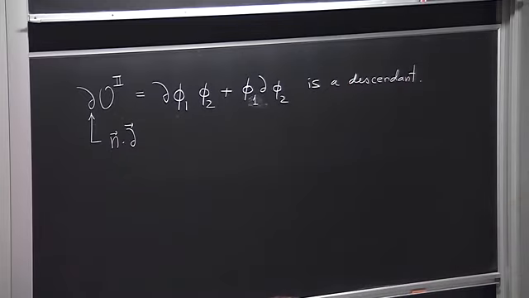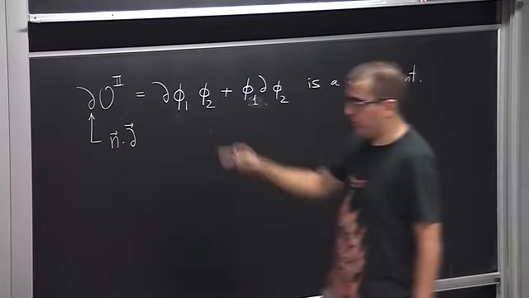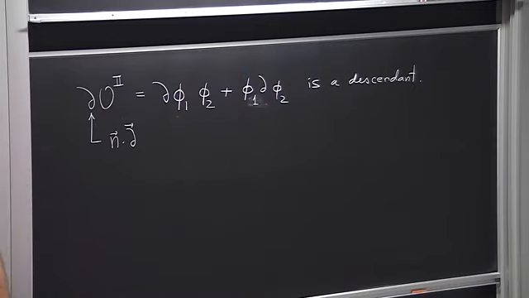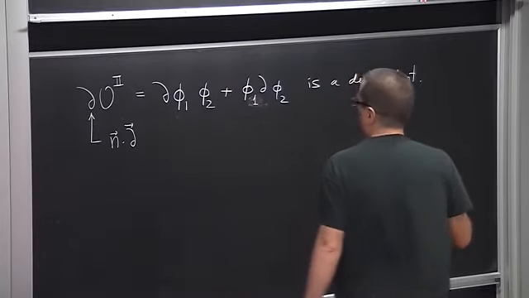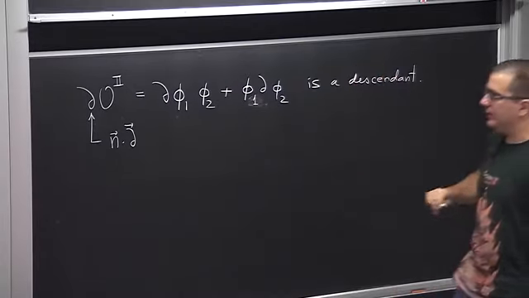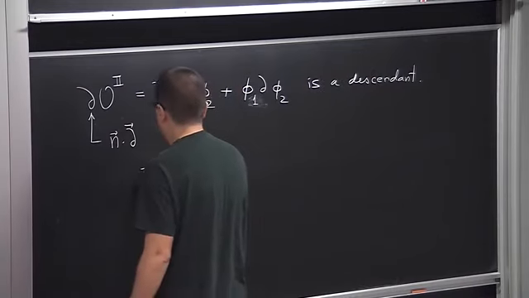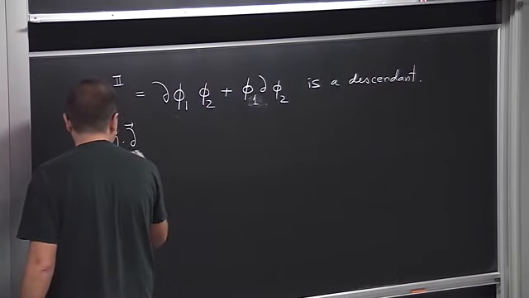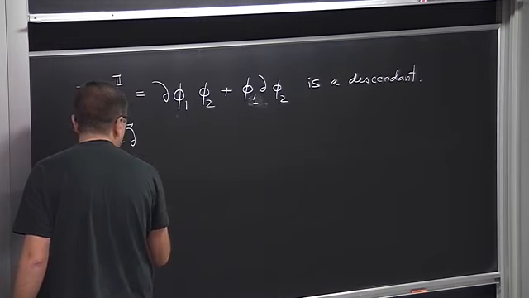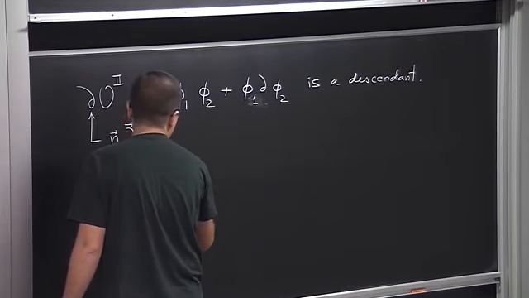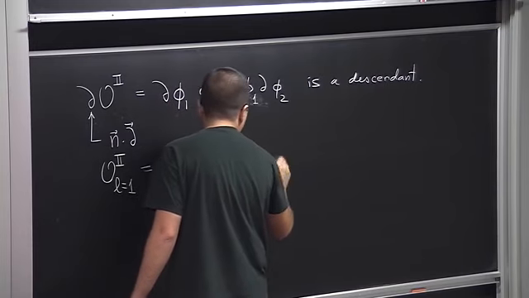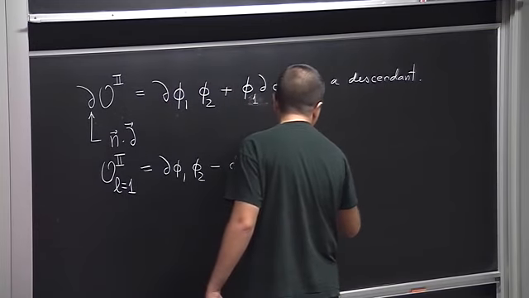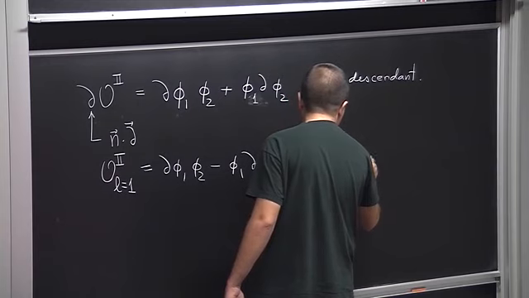So right now we are going to study case 2 for a bit, because if you want to go to case 1, just put phi1 equal to phi2. Okay? So let's stick to case 2 for a moment. This is a descendant. However, let's define O2 with L equal 1. This guy that I'm now going to write, d phi1 phi2 minus phi1 d phi2, is a primary. It is not a derivative of anyone.